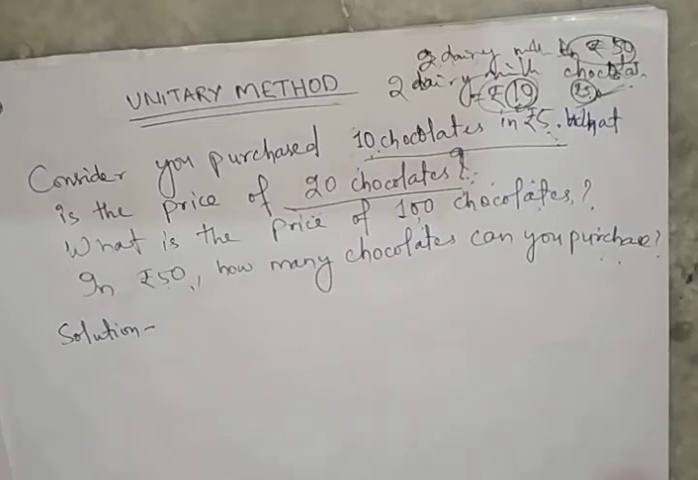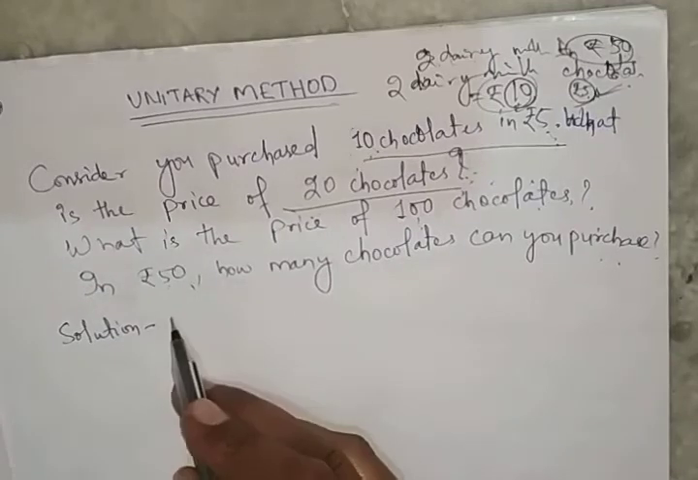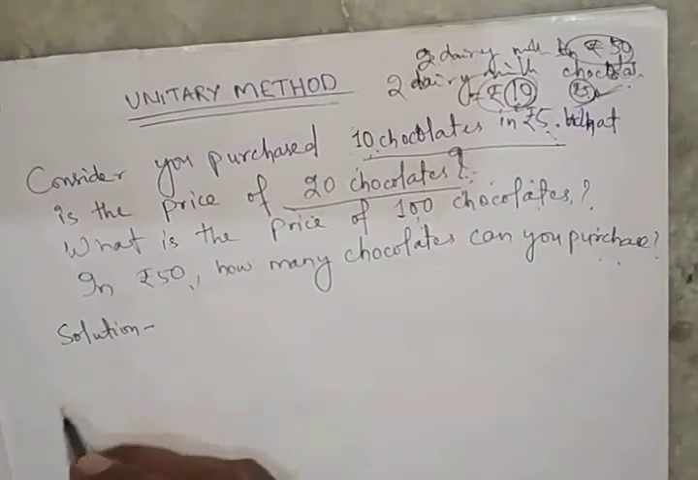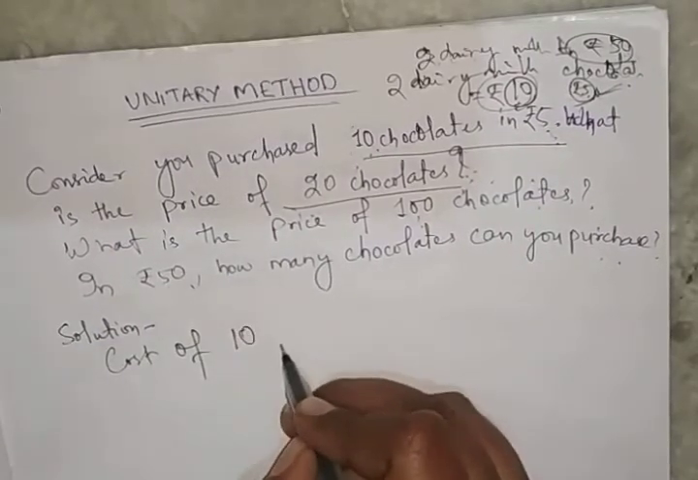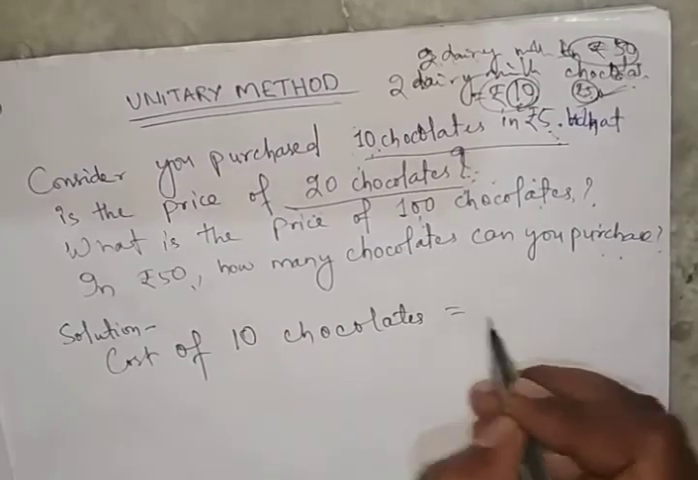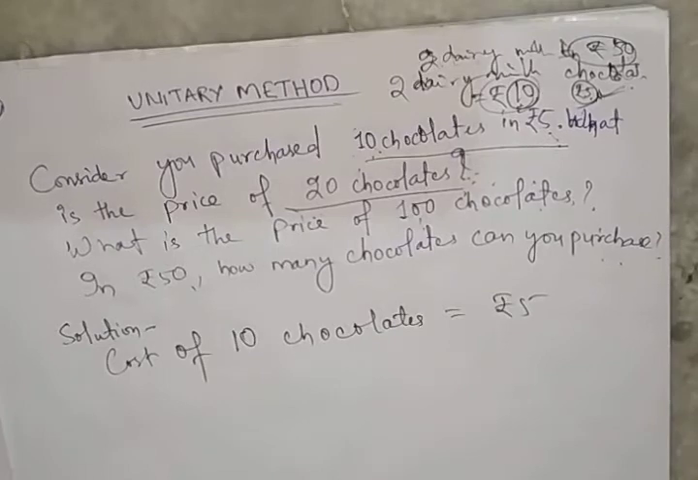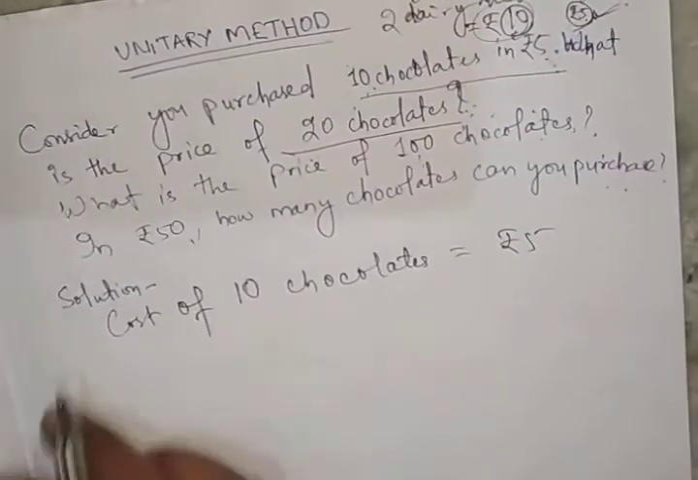So let's find out how we can find. Okay, so what you will do, you will write cost of 10 chocolates equal to rupees 5. So first you will find cost of 1 chocolate.